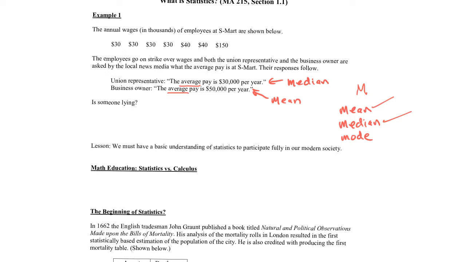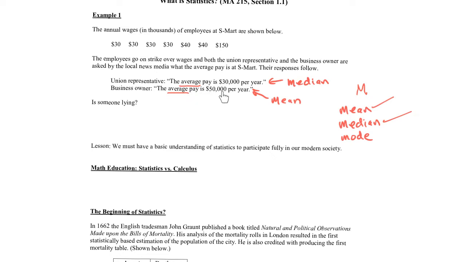So both of these statements are technically true. Nobody is lying, but you could say one of them is a better number in this case. Although no one is lying, it could be a little misleading to say the average pay is $50,000 a year, because really only one person makes that much. If we're using average to mean a typical number, it's not a very good number to represent a typical number in this case.